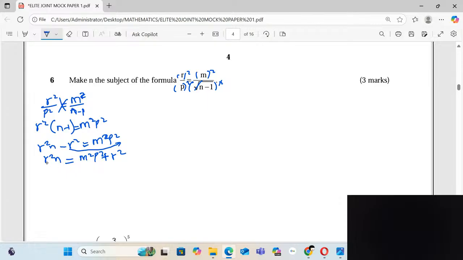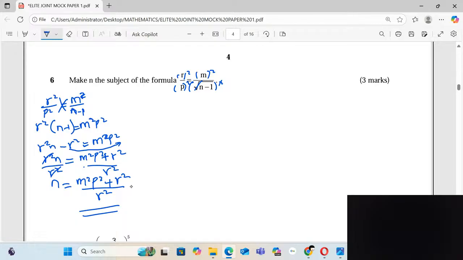Now to remain with n, we divide by r squared. So r squared cancels out and n becomes m squared p squared plus r squared over r squared. So that is how you arrive at the value of n. This is now your answer, or you can simplify further.